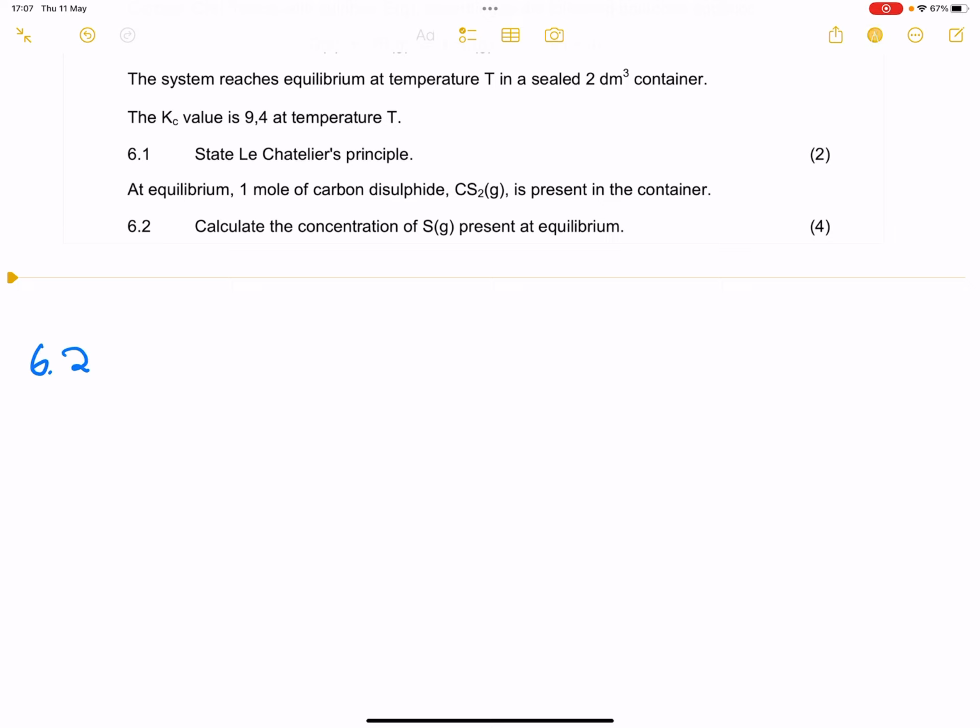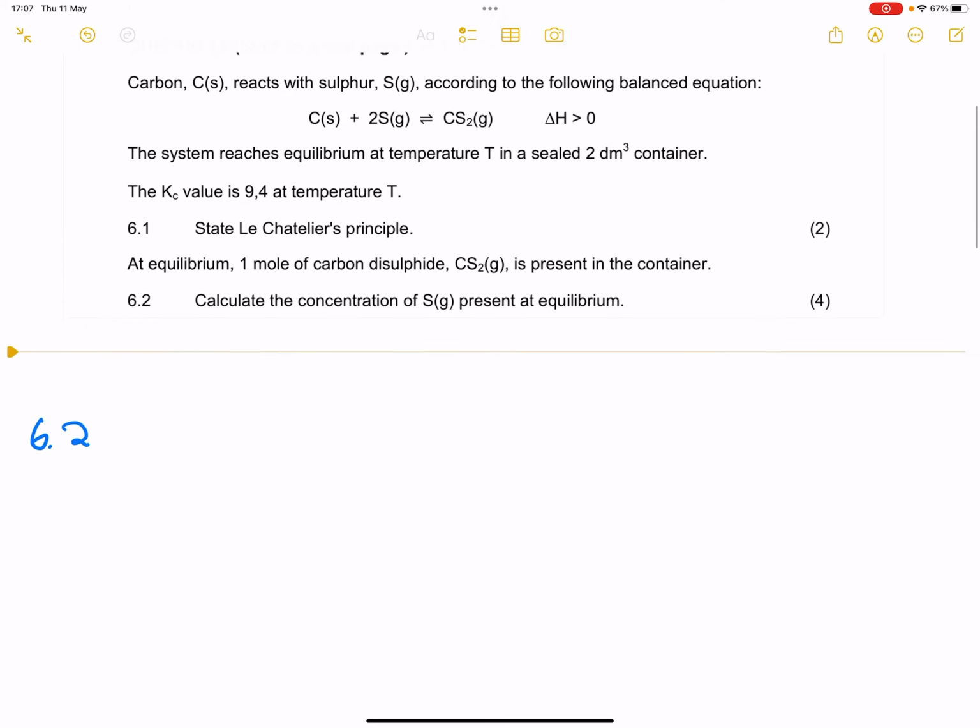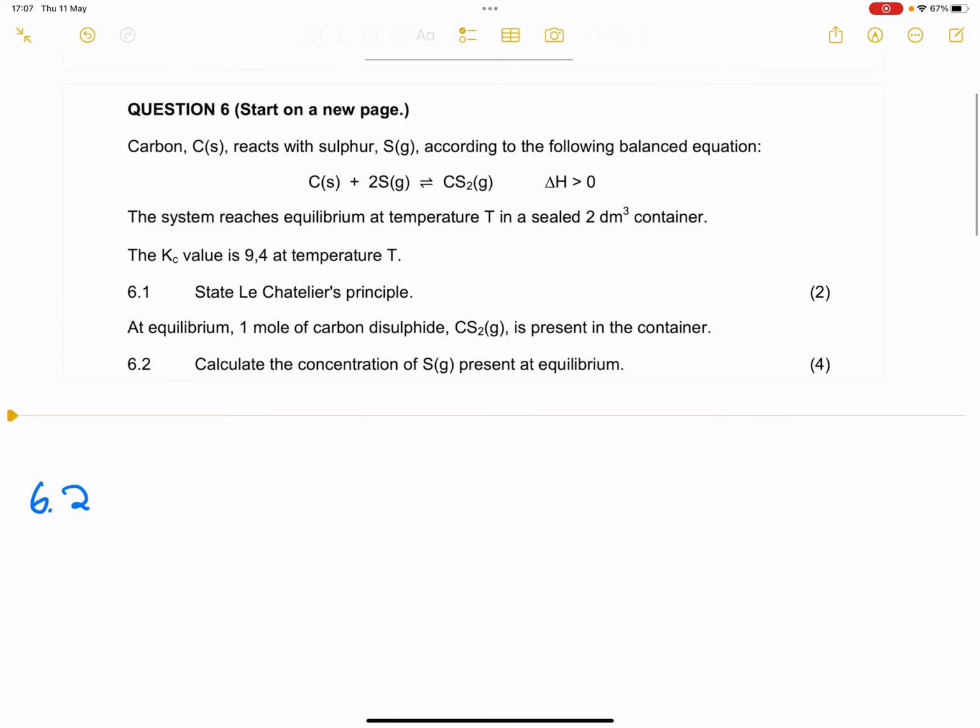Now, they say at equilibrium, 1 mole of carbon disulfide is present in the container. They want us to calculate the concentration of sulfur present at equilibrium. Now, ladies and gents, please just remember. What essentially happened in this case is that we are given the Kc value, and note that you've got two gases, which is sulfur as well as carbon disulfide.